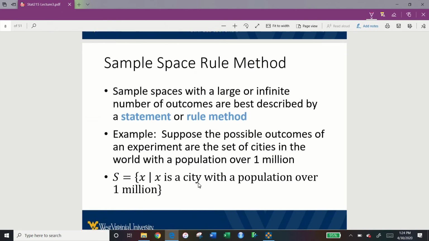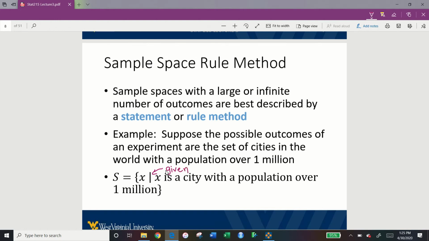To go into sample space a little bit more, let's look at the sample space rule method. Sample spaces with a large or infinite number of outcomes are best described by a statement or rule method. For example, suppose the possible outcomes of an experiment are the set of cities in the world with a population over 1 million. To show this sample space, we will let S equal {x | x is a city with a population over 1 million}. When you see this vertical bar in probability, that means given.